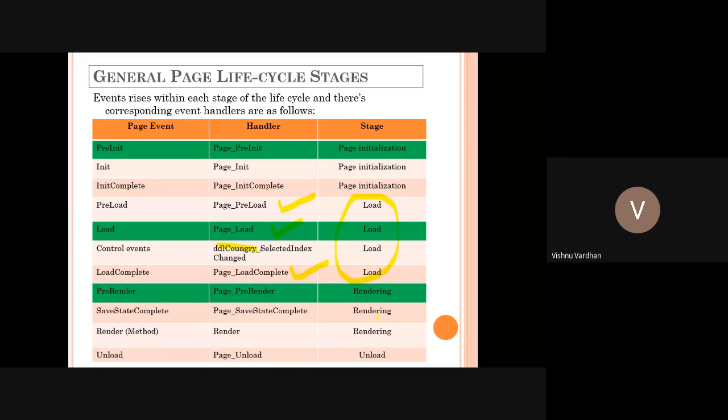Similarly, rendering: PreRender, SaveStateComplete, and Render, and finally Unload. All the memory of the accessed controls, their state, their properties, and any attached information will be removed once the page is moved to the unload method.